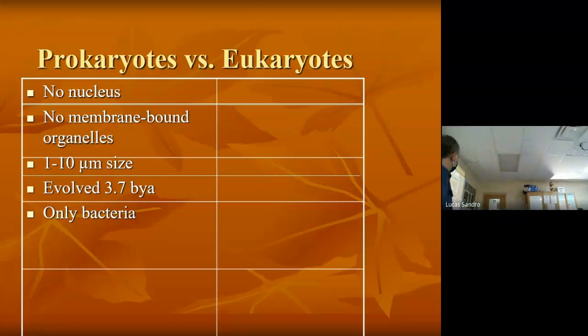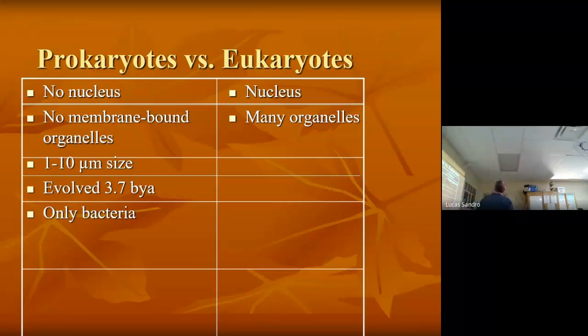And by contrast, eukaryotes, yes nucleus, yes membrane-bound organelles. Bigger. Okay, math brains, if a micrometer is a millionth of a meter, what's 1,000 micrometers? 1/1000th of a meter. And what is that? 1 millimeter. You know, like the smallest ticks on your metric ruler?